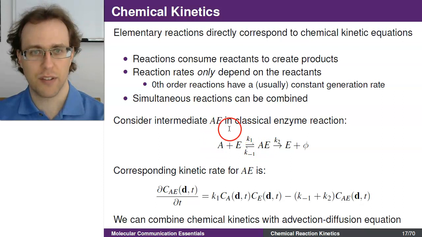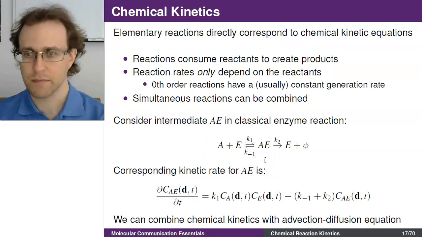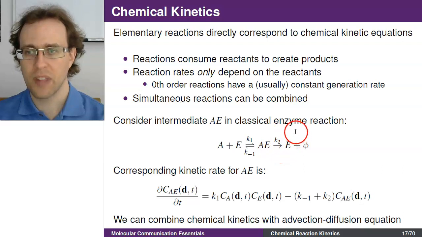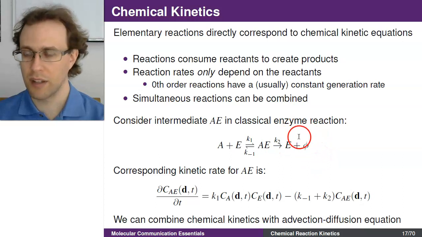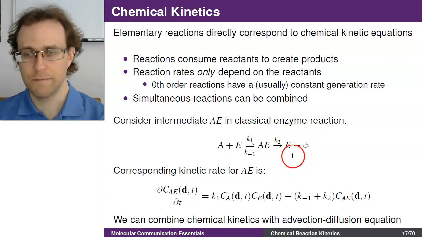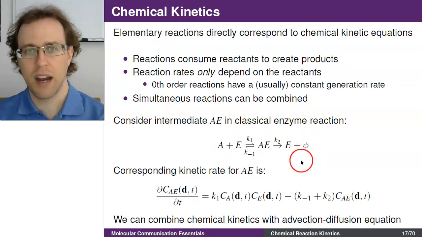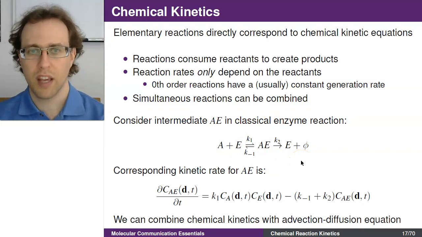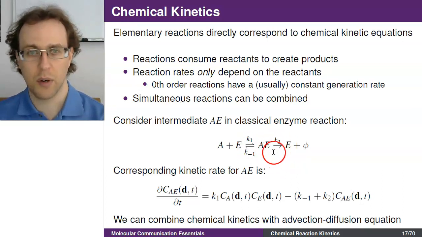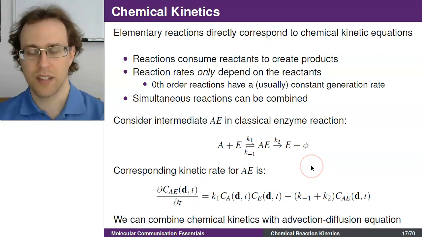So this reaction here is called a reversible reaction. The intermediate AE can also participate in another first order reaction with rate K2 to give us our original enzyme and then some form of a degraded signaling molecule. So this reaction here is an irreversible chemical reaction. And it's possible to combine multiple chemical reactions that involve the same reactants and products using this kind of representation, where we have basically arrows going in every direction where there are reactants leading to products.